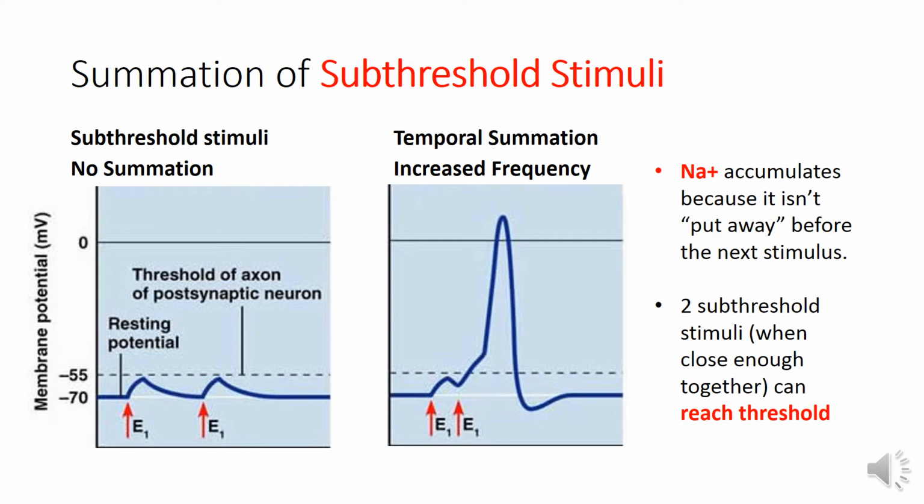To conclude, if we have two EPSPs within close enough proximity of time, which is a form of temporal summation because temporal refers to time, we increase the amount of sodium that accumulates inside our neuronal cell, allowing it to reach threshold and then fire off an action potential. So the ionic basis of summation of subthreshold stimuli is simply that sodium is accumulating within the cell.